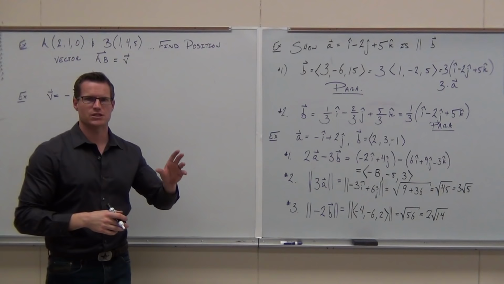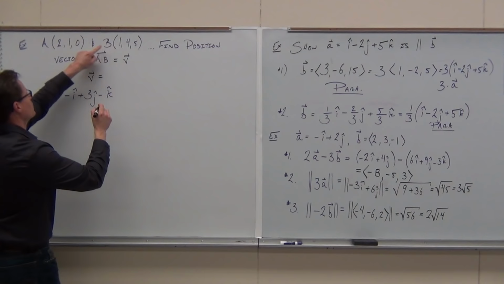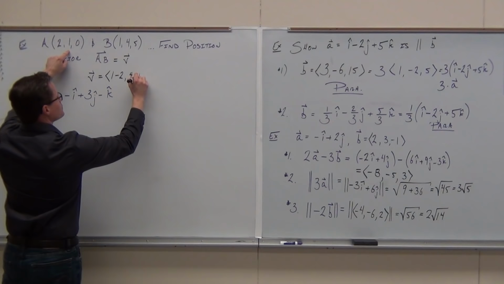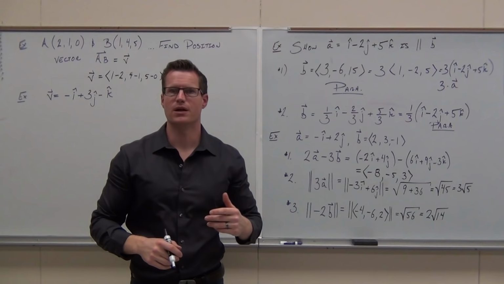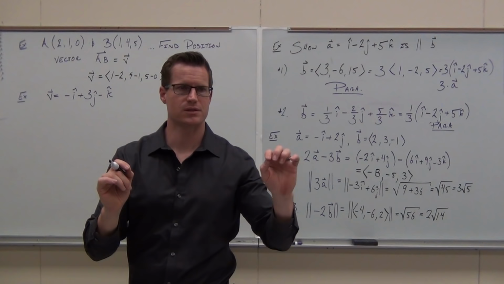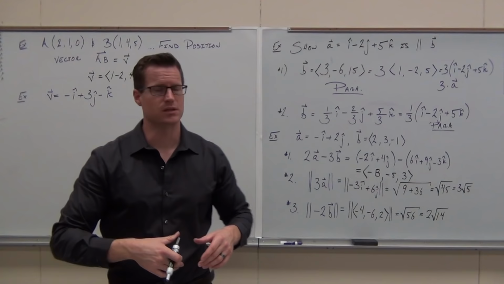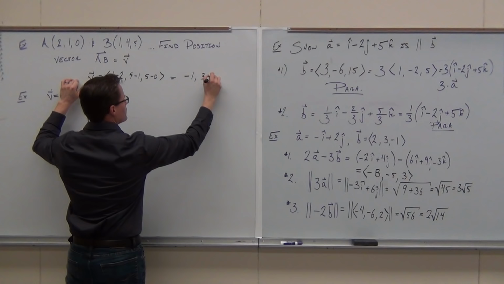So to find a position vector, we do, I'm going to write it all out for you, 1 minus 2, 4 minus 1, 5 minus 0. Position vectors, no matter whether you're in 2D or 3D, are just about subtracting the coordinates of those points. And then we automatically get a position vector. Is that clear enough for you guys? Subtract the coordinates of the points and you got it. So here our vector would be negative 1, 3, 5.